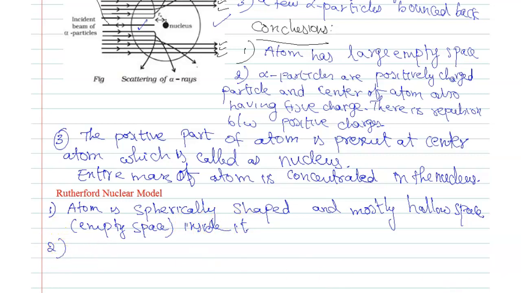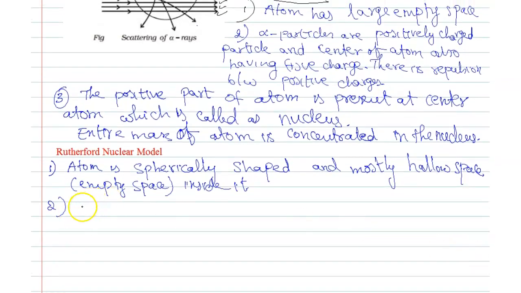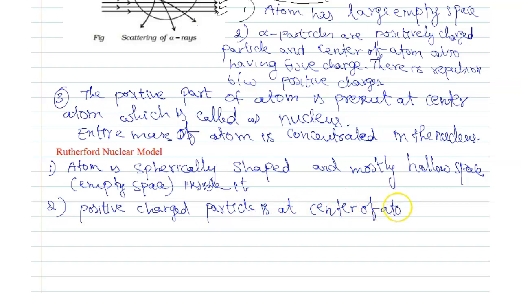Second point is the positively charged particle is present at the nucleus. So the positively charged particle is at the center of the atom, and it is known as the nucleus. So the entire mass is concentrated at the nucleus.